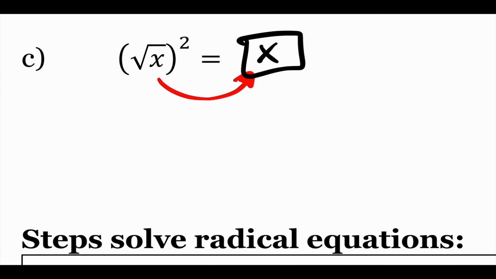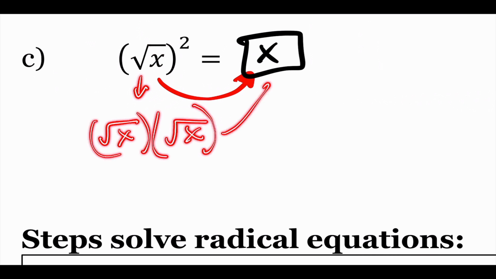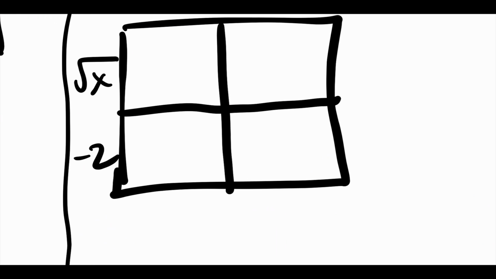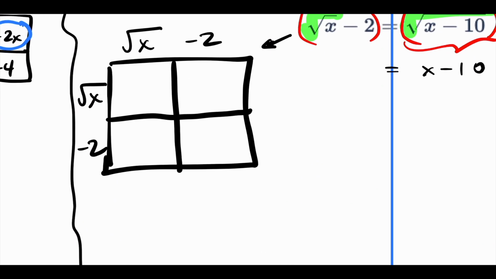Isn't this the square root of x times the square root of x, right? This is the same question I'm asking you. Square root of x times the square root of x. It's x. Okay? So this guy is just going to be x.